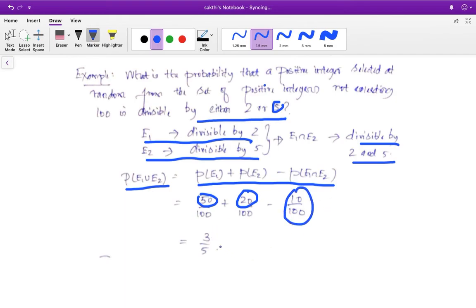So when you simplify the equation, you will get the number as 3 divided by 5, and that is the probability of getting a number which is divisible by either 2 or 5. Okay, so that's how you need to use theorem 2 to find the probability of an event, E1 union E2, which is either E1 or E2 has to be successful when you are doing the experiment. Okay.